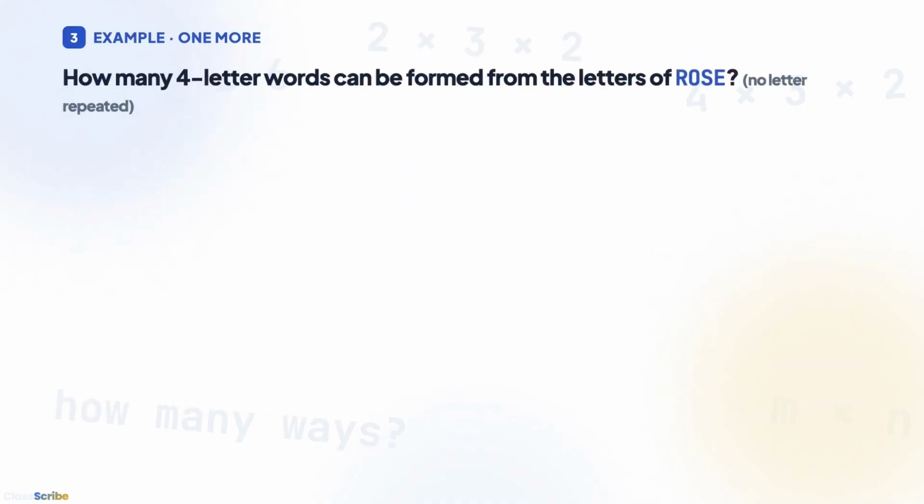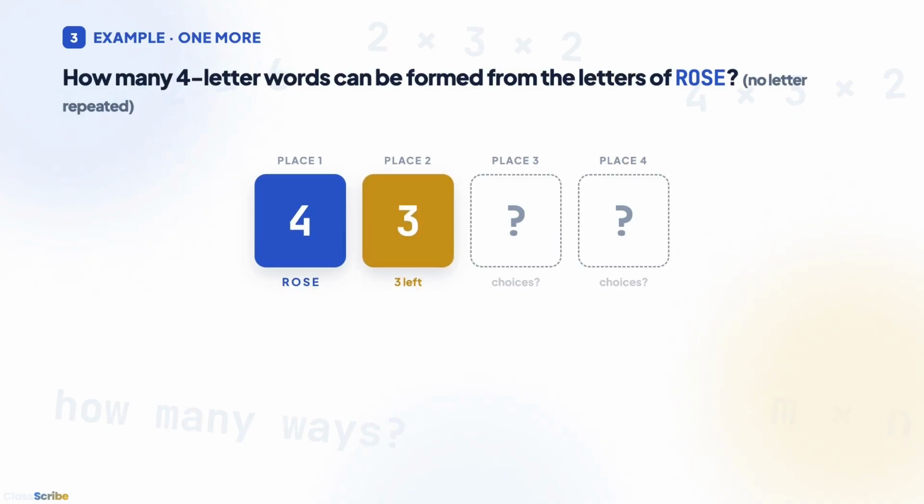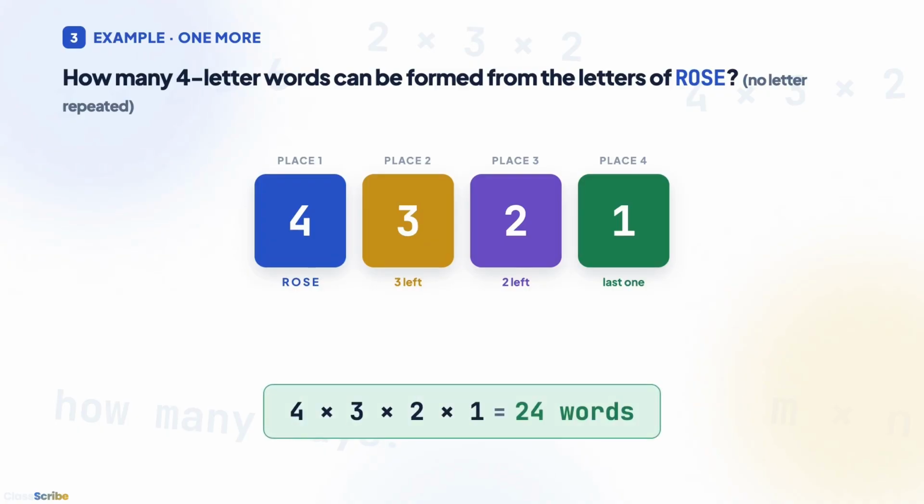Let's see one more example. How many 4-letter words can be formed using the letters of the word rose if no letter can be repeated? There are 4 empty places to fill. For the first position, we have 4 choices. After choosing one letter, only 3 letters remain for the second position. Then 2 choices remain for the third position. And finally, only 1 choice is left for the last position. Applying the multiplication principle, the total number of words becomes 4 multiplied by 3 multiplied by 2 multiplied by 1, which is 24. This example shows how quickly we can count large numbers of arrangements without actually writing every possibility.